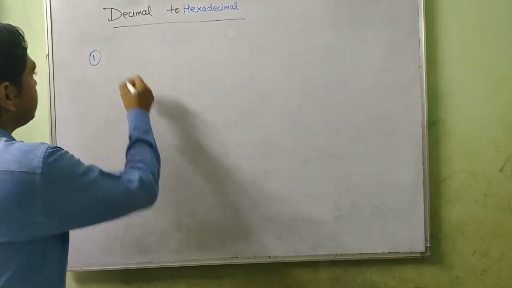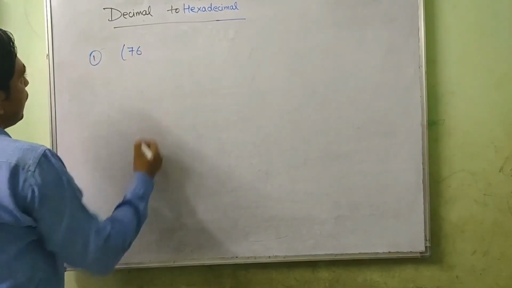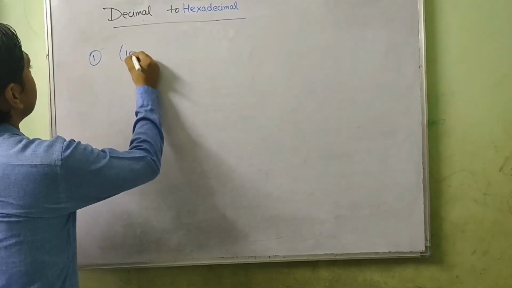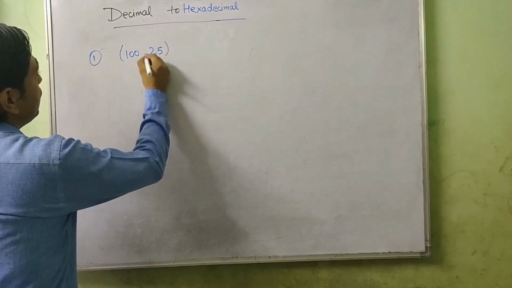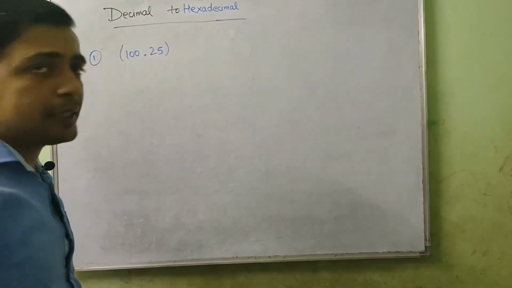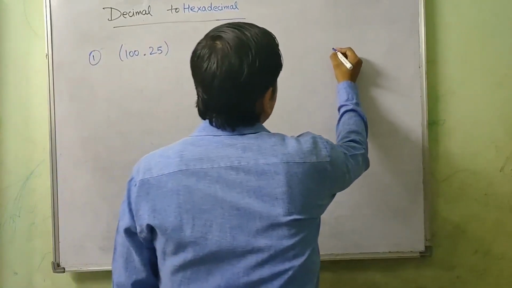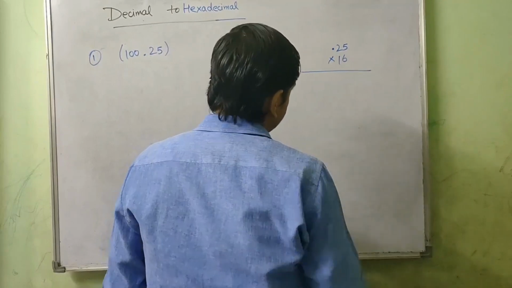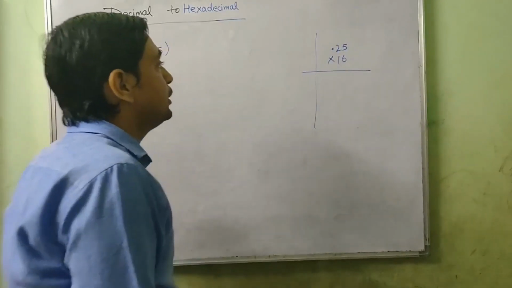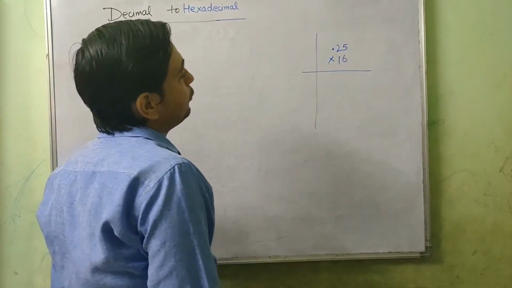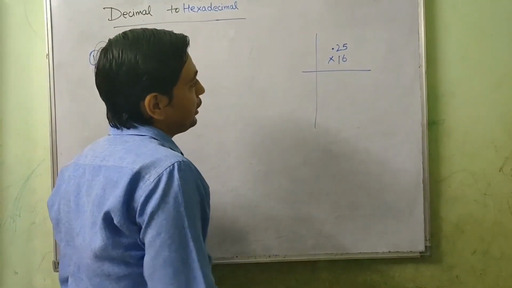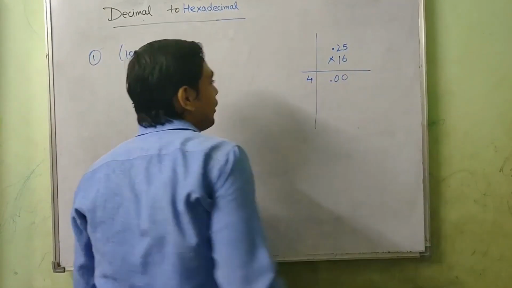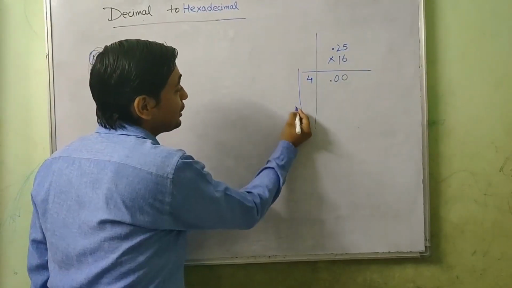Let's take 76, or let's do it with a fractional part as well. So the number I have taken is 100.25. Let it be 100.25, so we will do both fractional and integer parts here. So 0.25 will first be converted into hexadecimal by multiplying it with 16. Okay, so 25 4s are 100, 25 8s are 200, so 25 16s are 400. Thank God, only one. Otherwise we would have to keep on multiplying by 16.